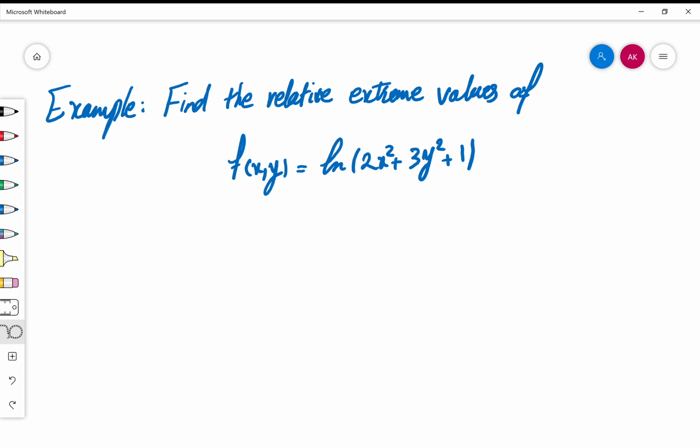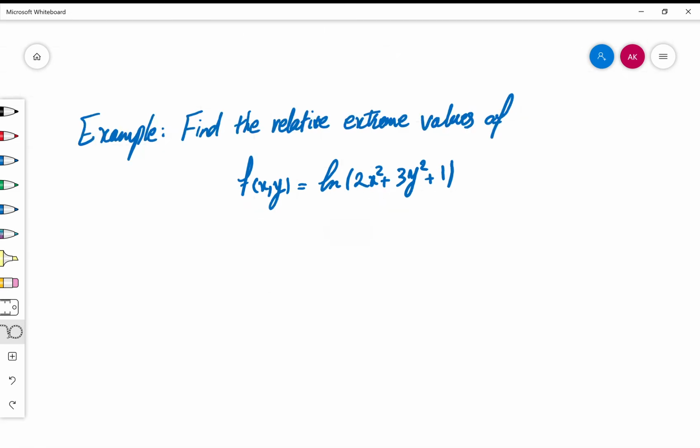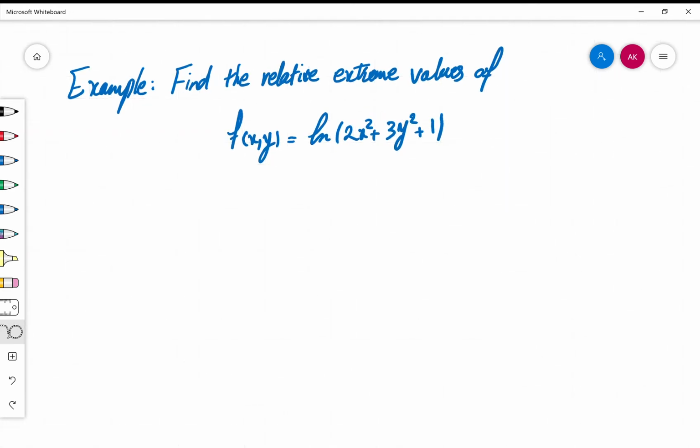Hi, in this video I will do an example of finding the relative extreme value of a function. The function is ln(2x² + 3y² + 1). What you should remember is that relative extreme value means that we first find relative extreme points, in other words relative max or min points, and then evaluate the function at those points. So for that, I first need to find critical points.